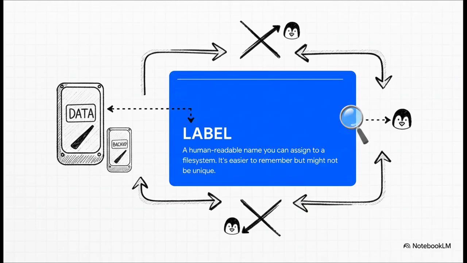Our second option is a label. This is just a friendly, easy-to-read name that you can give to a file system yourself, like MyData or Backups. It's way easier to remember than a UUID, for sure. But you gotta be a little careful, because unlike a UUID, there's nothing stopping you from accidentally giving two different drives the exact same label.